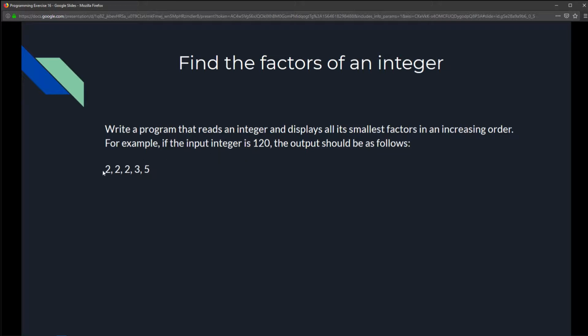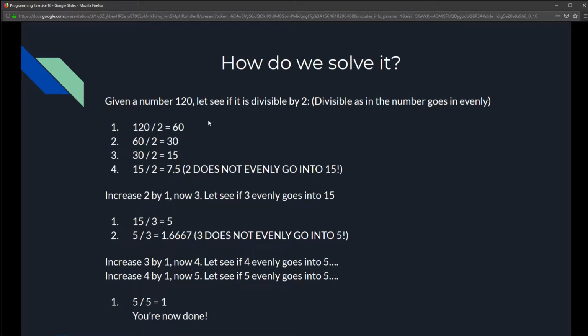The smallest possible factor of 120 in this case will be 2. 2 will be the minimum. So we're going to start with the smallest possible number, 2, and ask ourselves, does 2 go into 120 evenly? If it does, then it is a factor of 120, and if it doesn't, we increment 2 by 1. So let's take a look at it visually.